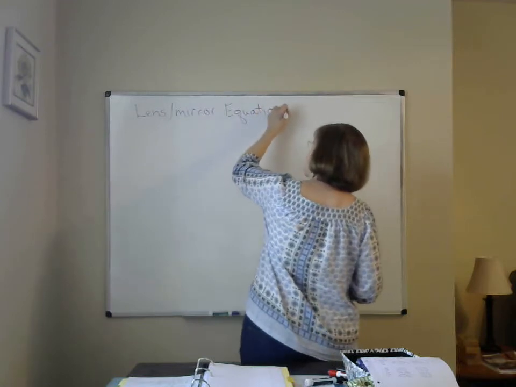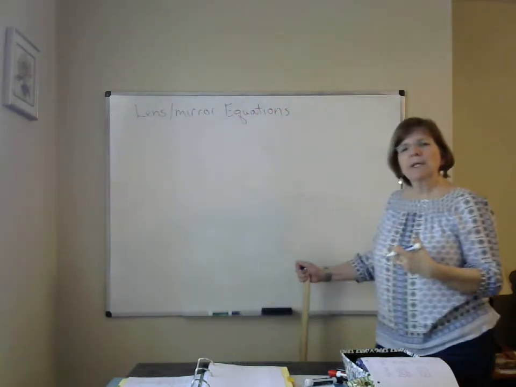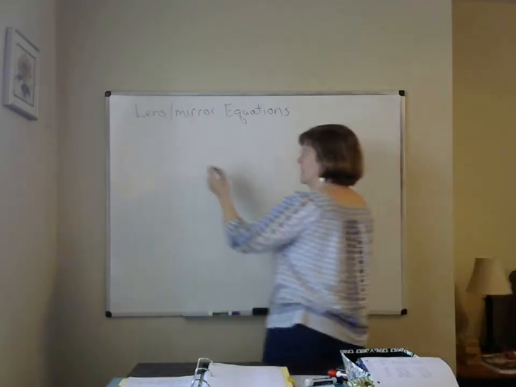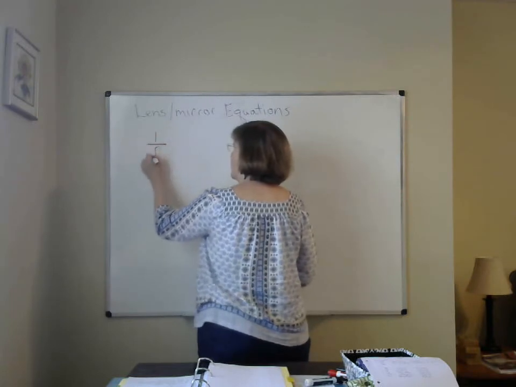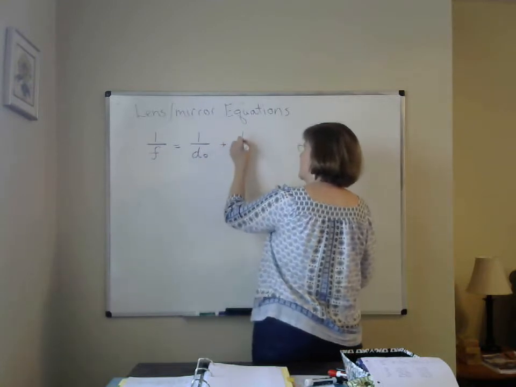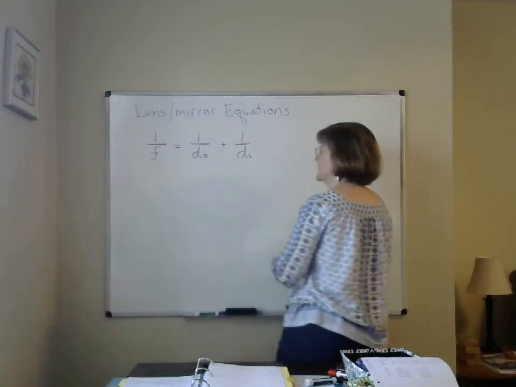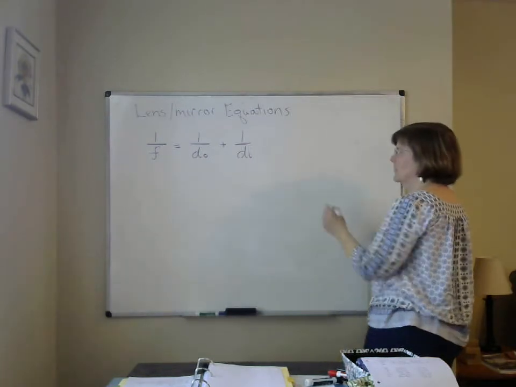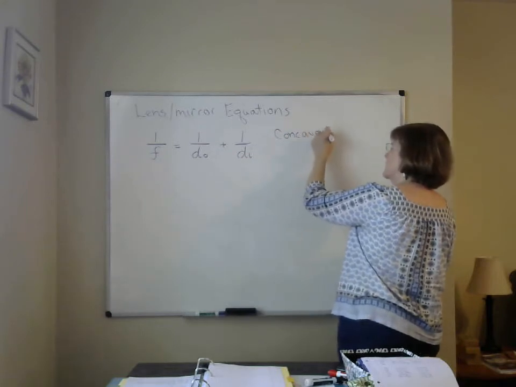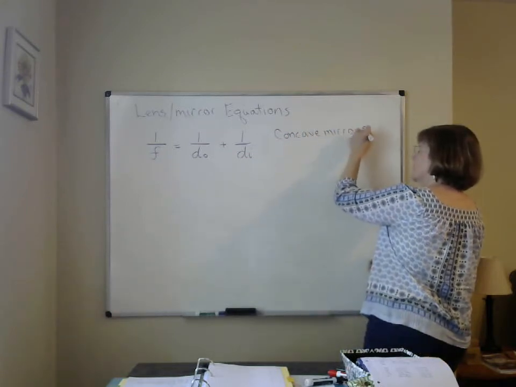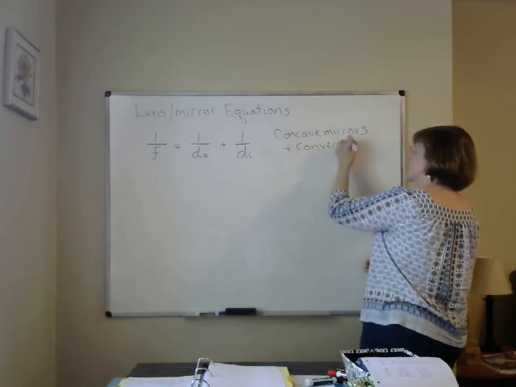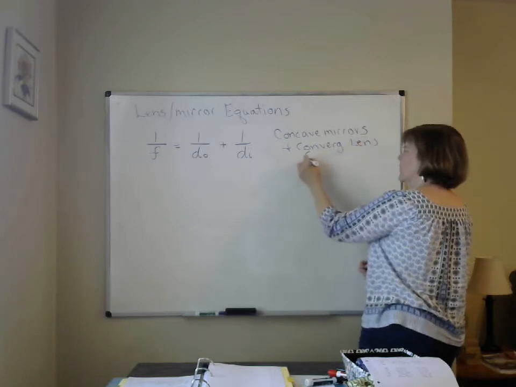So the nice thing is, if we learn the formulas for mirrors, these are the same formulas you would use for lenses. And the first one is that 1 over the focal length equals 1 over the object distance plus 1 over the image distance. The only thing you need to know is that for concave mirrors and converging lenses, f is always a positive number.